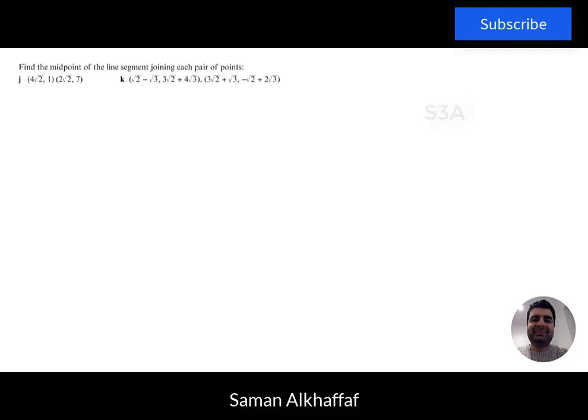In this example, we're asked to find the midpoint of the line segment joining the pair of points shown. So first we'll look at part J. We have 4 root 2 and 1, so that's x1, y1. And the second point will be 2 root 2 and 7, so that's x2, y2.